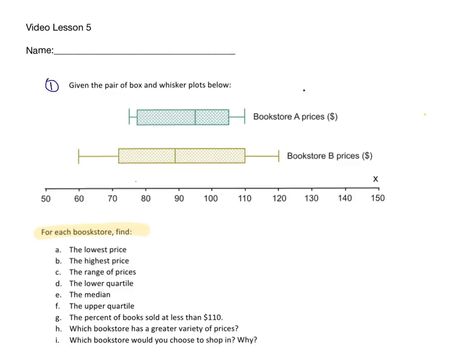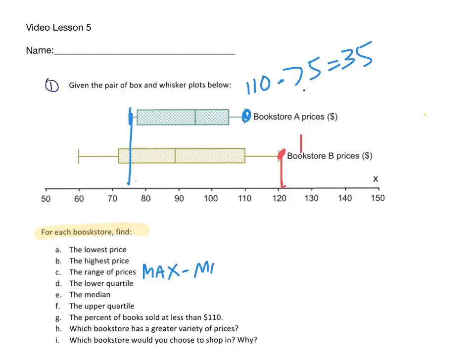For the range of prices, remember the range is always the maximum minus the minimum. So for bookstore A, it looks like you have a maximum of 110, a minimum of about 75. So here the range of prices is going to be 35. For bookstore B, you have your max, and it looks like it's just past 120, so I'll go with 121. Here your minimum is going to be 60, so it looks like your range is going to be 61. So the range is always the max minus the min.